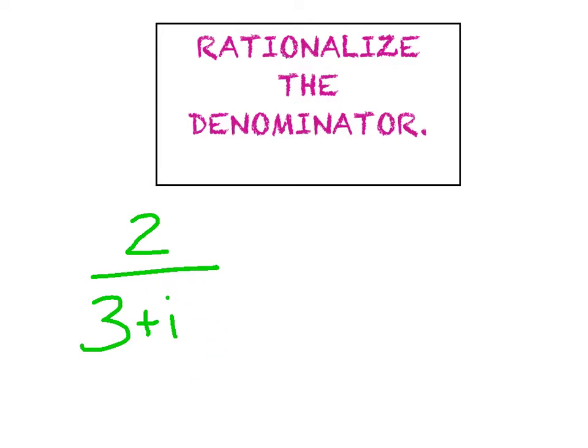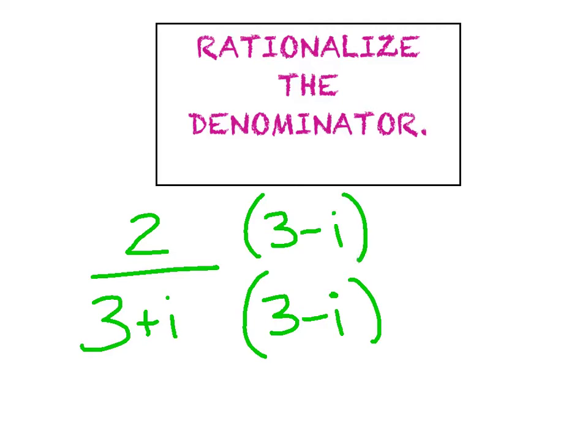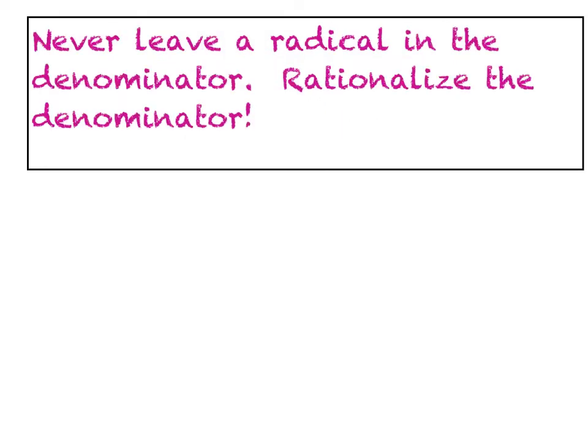Well, you've probably guessed it by now. We multiply what we call the conjugate. So the conjugate of 3 plus i is 3 minus i. And we multiplied both the top and the bottom by 3 minus i. So our goal today is to never leave a radical in the denominator. And we're going to call that rationalizing the denominator.